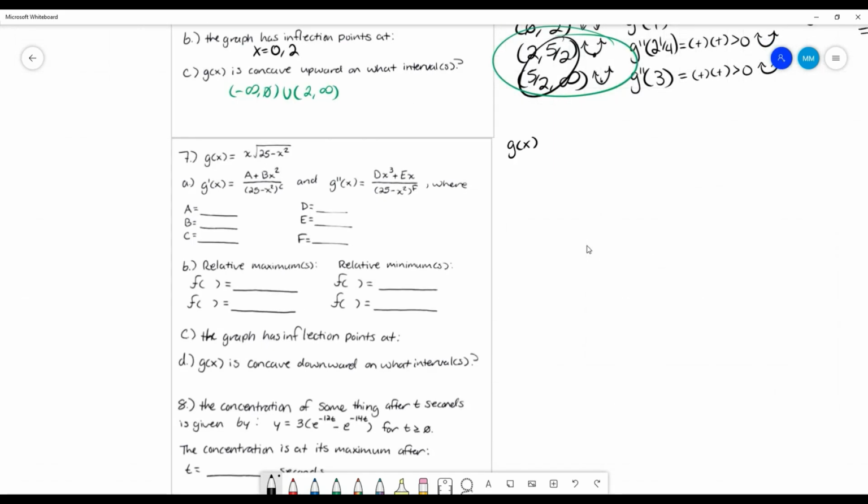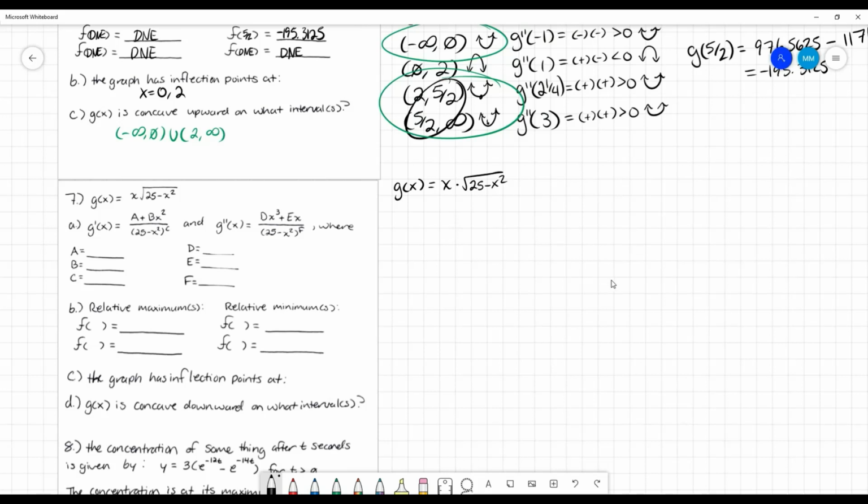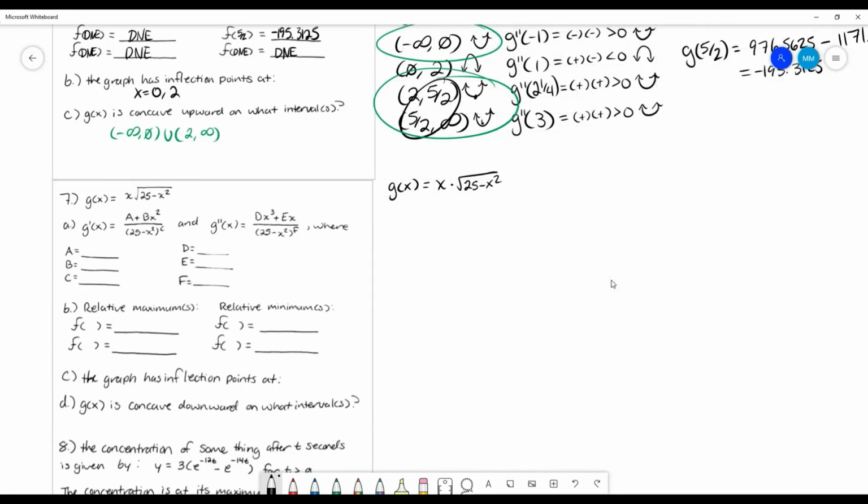This one's a difficult derivative to take, or not so much difficult, but it's difficult to simplify, I suppose, to get it how they want it here. For this, we're going to have to use the product rule and the chain rule, because we've got a little chain in here, we've got a product here. So remember, product rule is our first term times the derivative of our second term, plus the derivative of our first term times our second term.